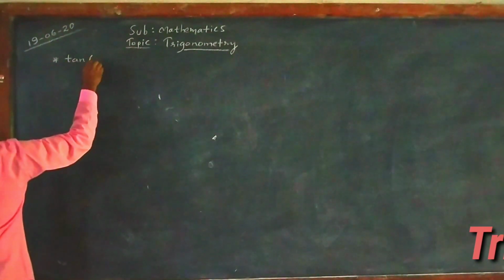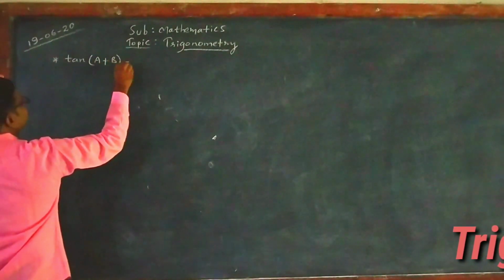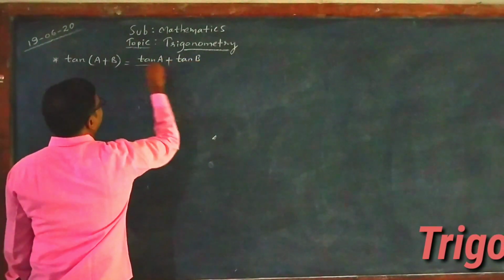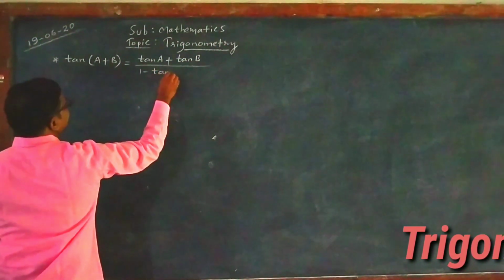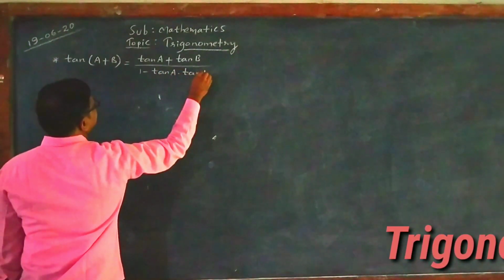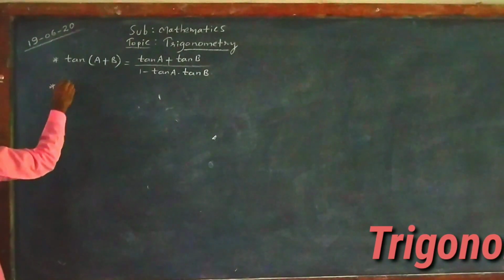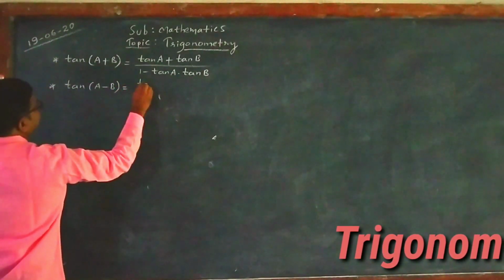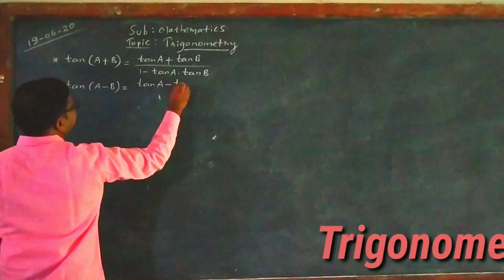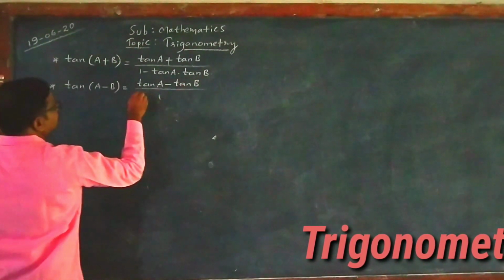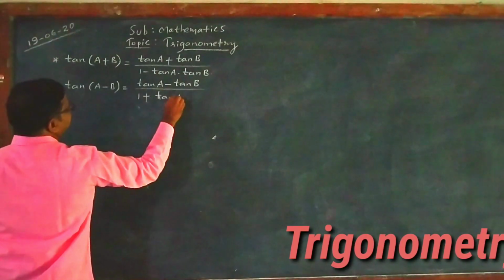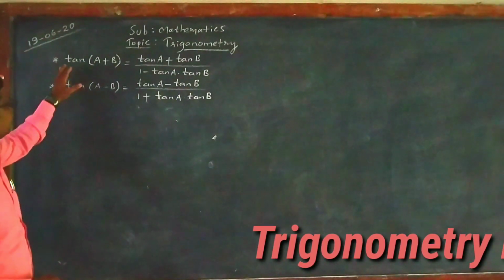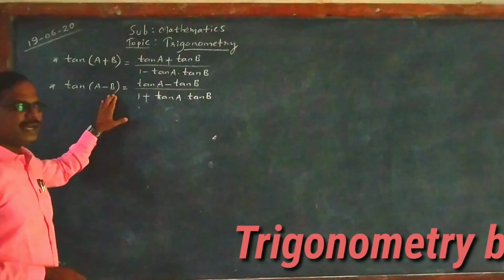Tan of A plus B is equal to tan A plus tan B upon 1 minus tan A into tan B. Okay? Tan of A minus B formula: tan A minus tan B upon 1 plus tan A into tan B. These are the two formulas for tan(A+B) and tan(A−B).